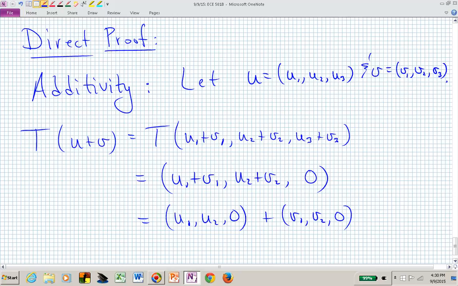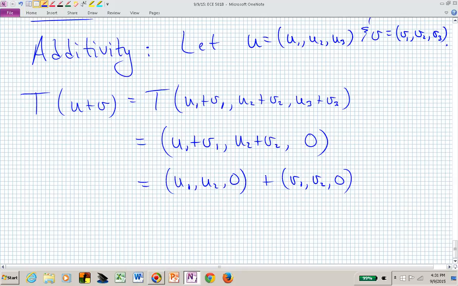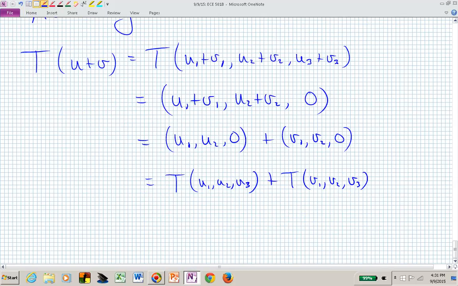And now let's just keep backing towards what that means in terms of the map that we're investigating. u1, u2, 0 we could get by mapping u1, u2, u3 through T. And now that is just Tu plus Tv, which verifies the additivity property.